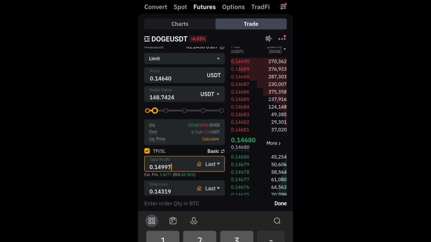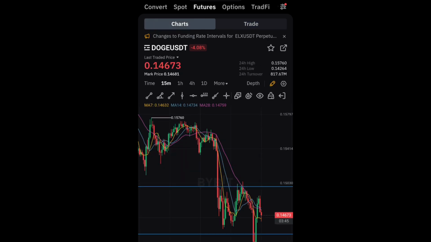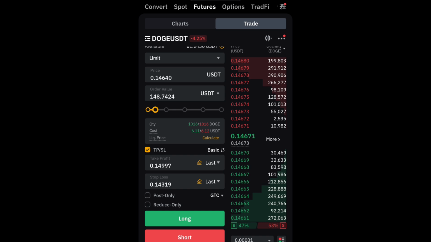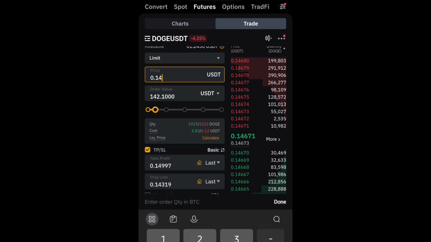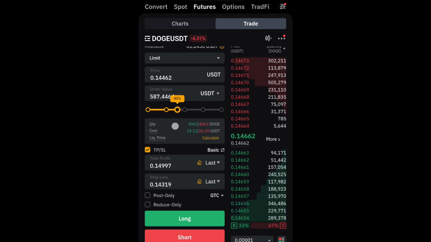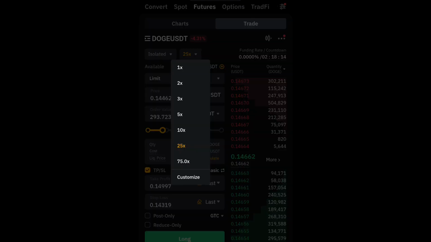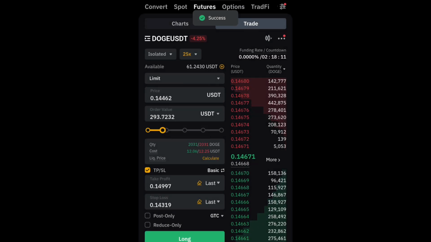Okay, let's say we are going to the market at this place, 0.14462. Then you put this price right here. Said okay, I'm going for 0.14462. So then what you just have to do is to put the amount you want to trade. Let's say we are trading with 20%. Then just leave this at maybe 5s, then isolated.